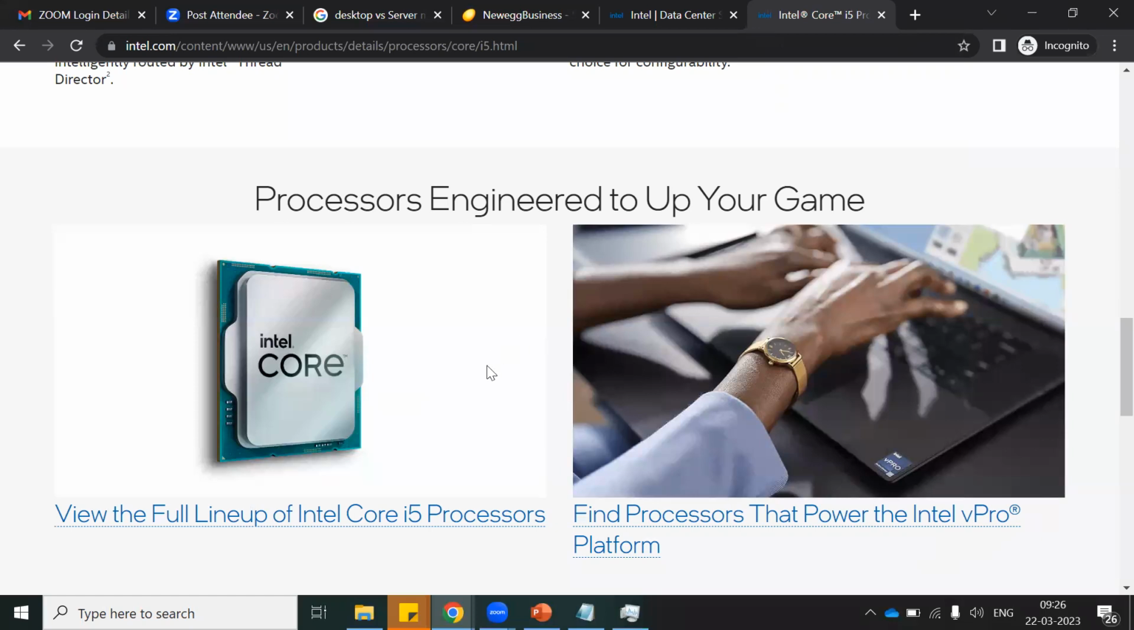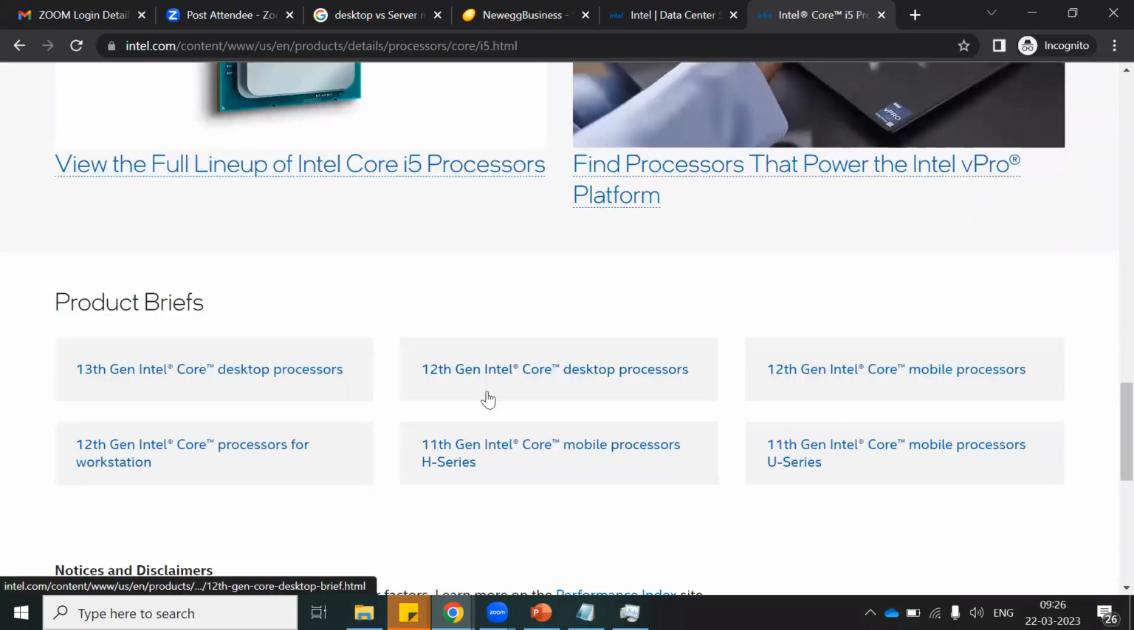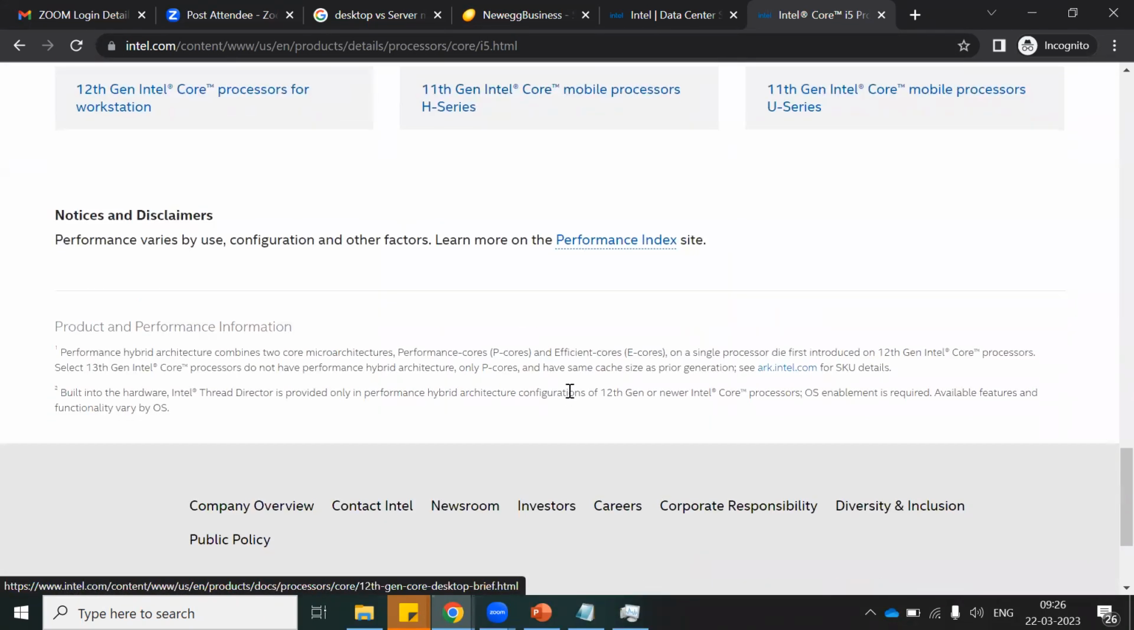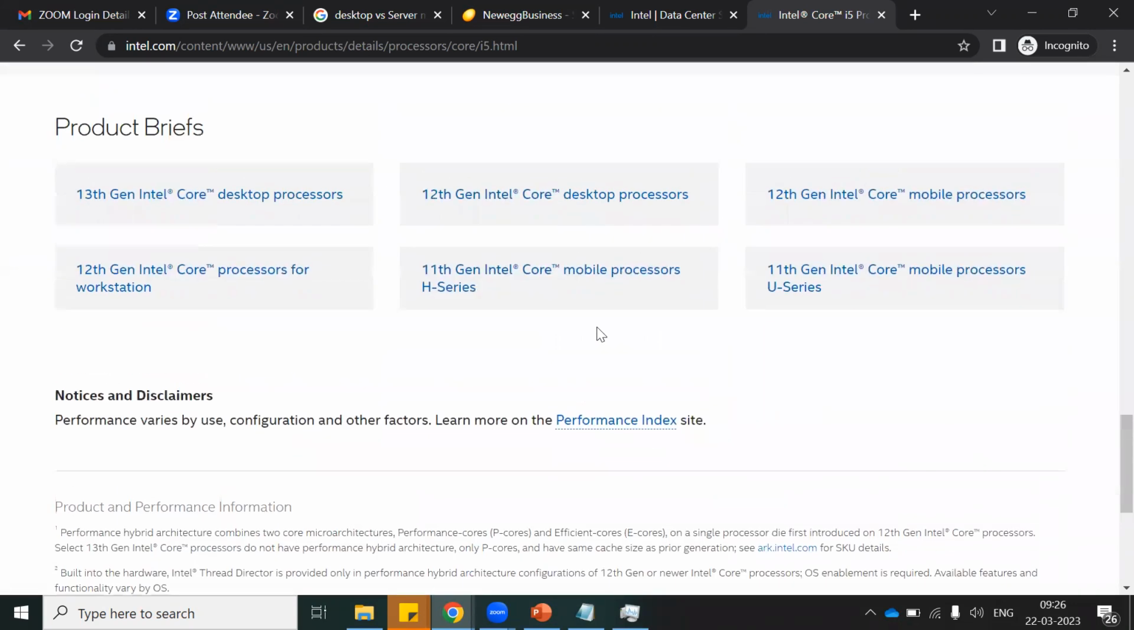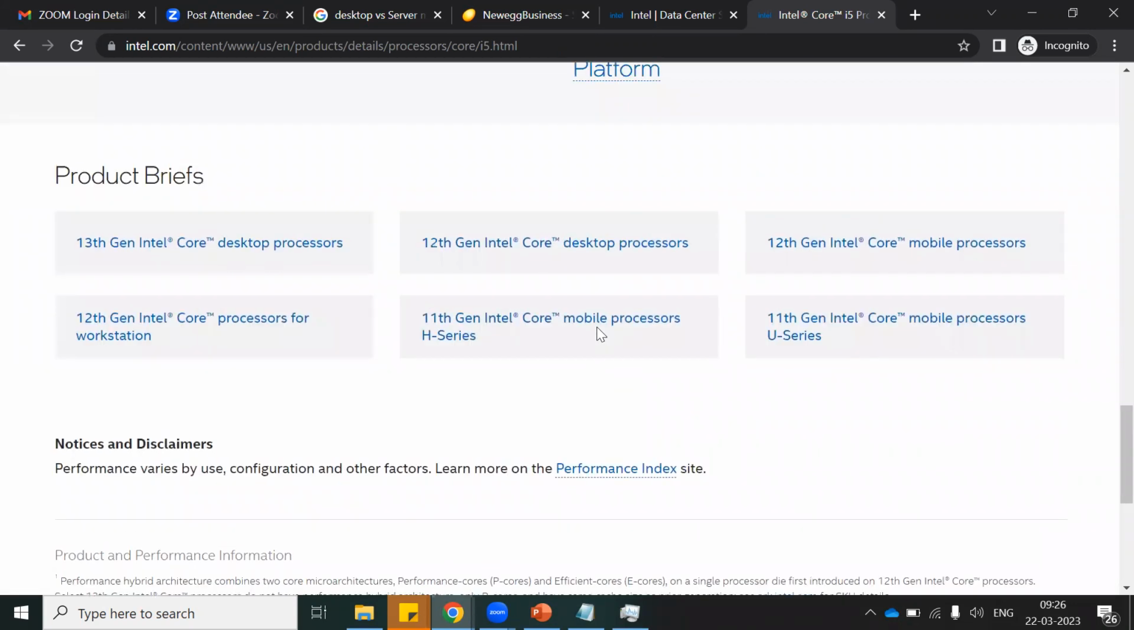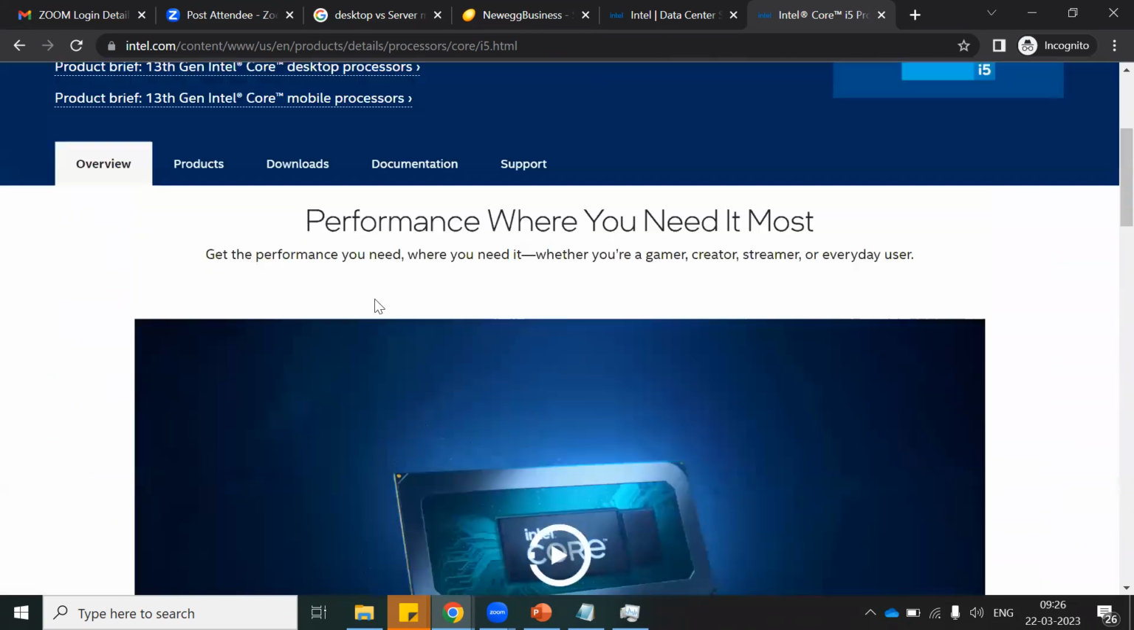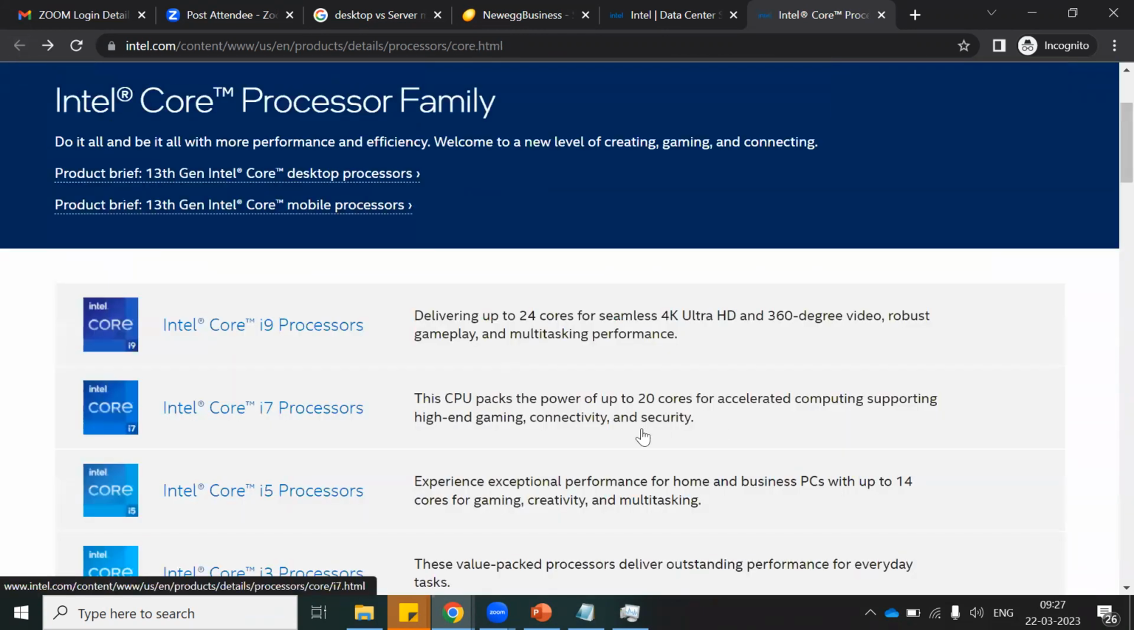Similarly, for this particular processor, whatever processor we are looking at, it is capable of performing 14 logical cores within one chip. See here, the first one, the i9 processor. How many cores are there? Delivering up to 24 cores. That is one physical chip, executing 24 instructions in a given second.